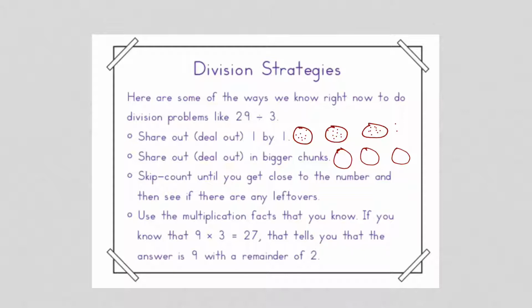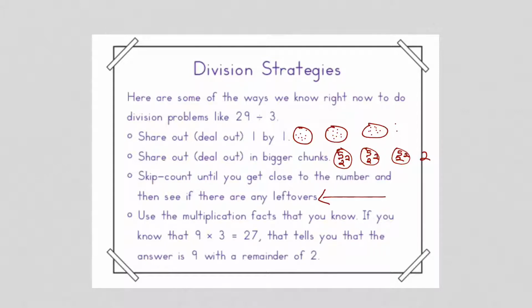So then we're saying bigger chunks. We could do 5s. That would get us to 15. Maybe I'll put 2 in each of them. Gets me to 21. Maybe I'll put 2 more in each of them. That gets me to 27, and then I have 2 left over.